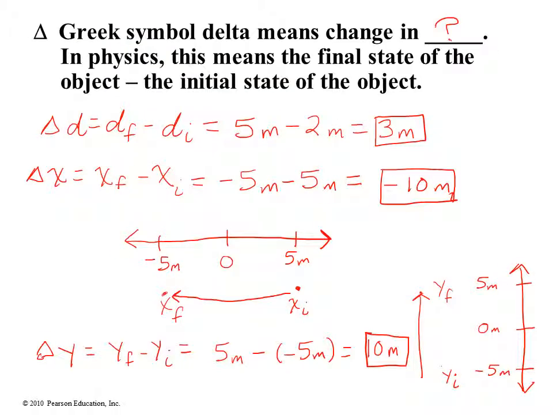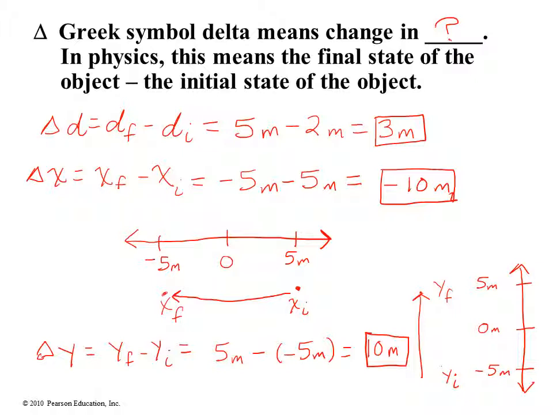So in here, let's go ahead and get to it. The Greek symbol delta means a change in whatever. We could put anything we want in there. It could be volume, it could be speed, it could be displacement as far as meters are concerned. It could be changes in pressure. So many different ways we could use delta, but it always means final minus initial.